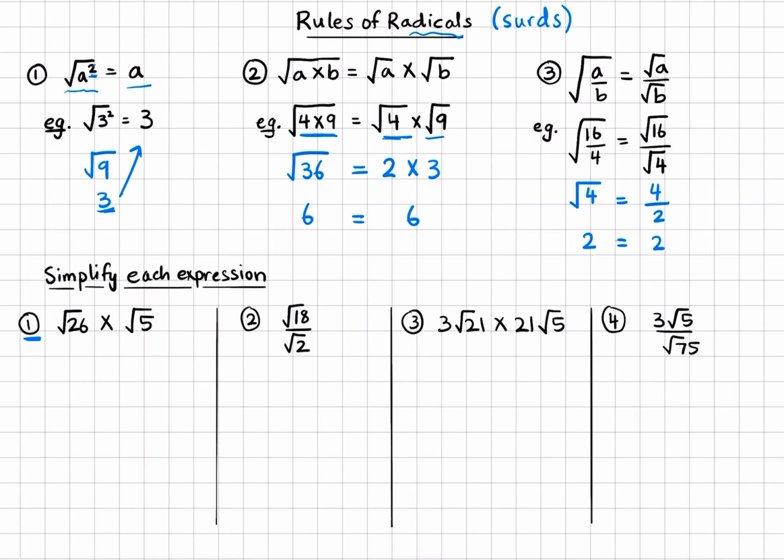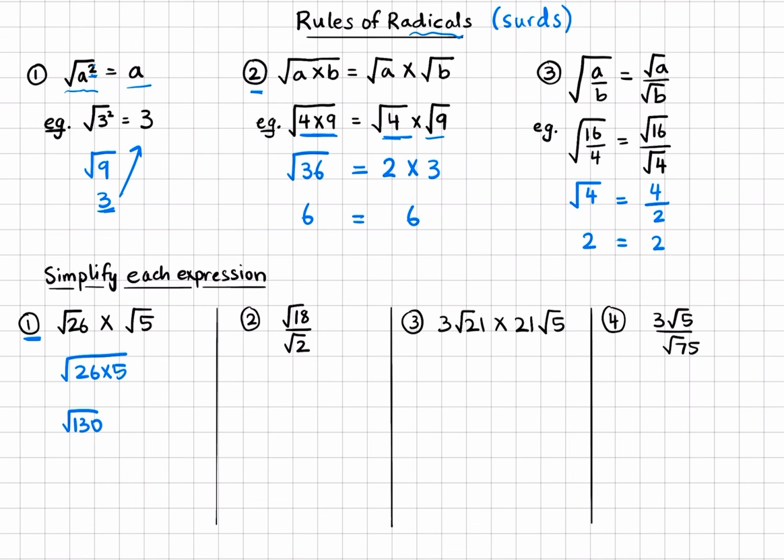Can you think of a number, an integer, that if you multiply it by itself you get 26? Or maybe you can get 5? No, doesn't exist. So we can't just square root them. So we'll use rule number 2 to bring them together under one square root multiplied by 5. And then on your calculator you do 26 multiplied by 5 and you will get 130. So we get the square root of 130.